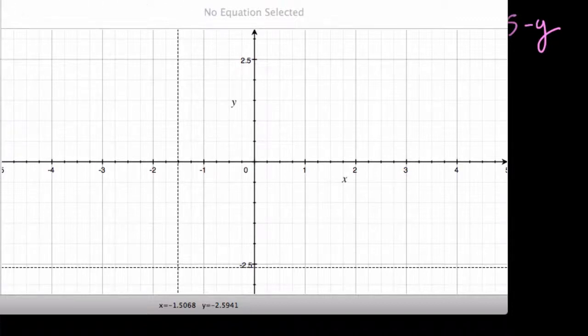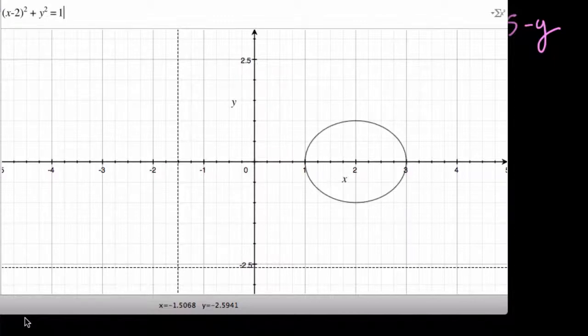And what we're going to do is just enter in these equations to see how they interact with each other, right? Do they actually meet, and where? So our first equation, I think, was (x minus 2) squared plus y squared equals 1. So there's our first equation. That's a circle. And you can kind of tell from the formula that it is, of course.